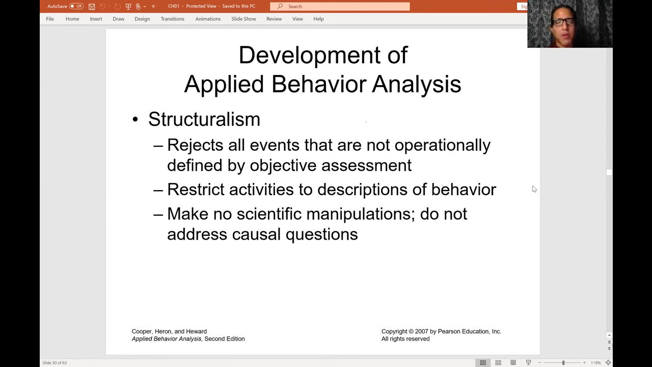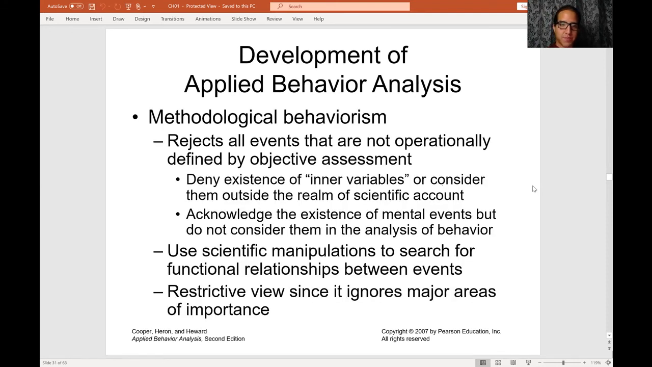Structuralism. So this states that rejects all events that are not operationally defined by objective assessment, restricts activities to descriptions of behavior, makes no scientific manipulations, and does not address causal questions.